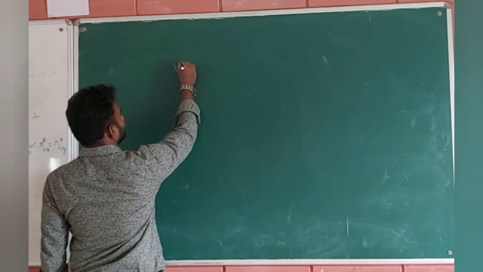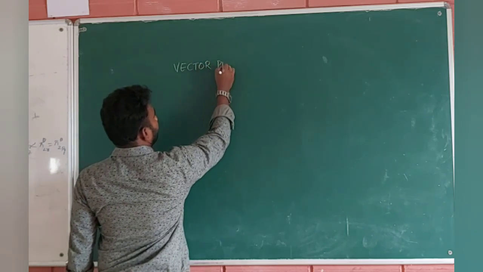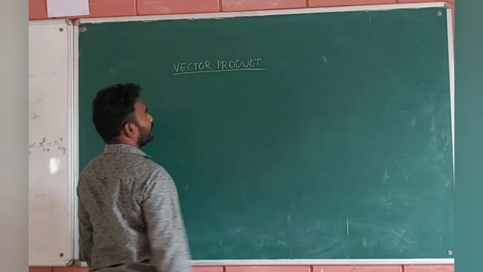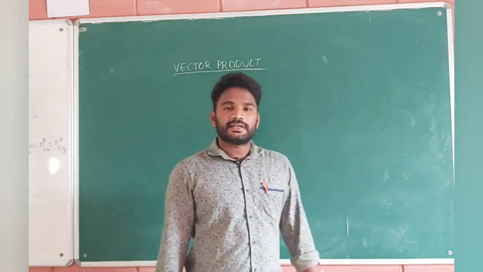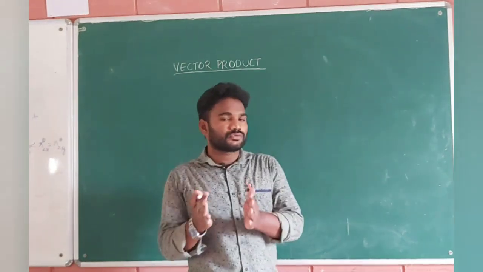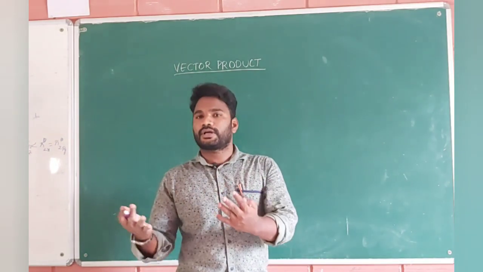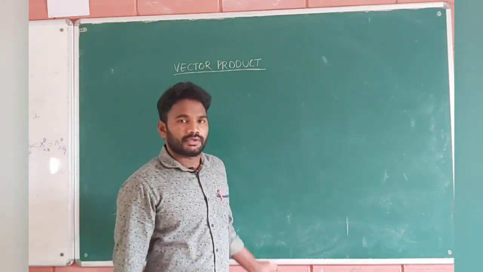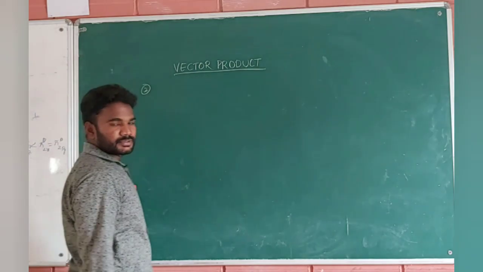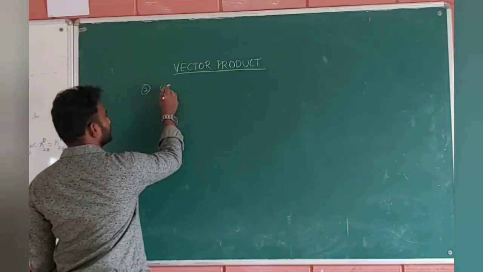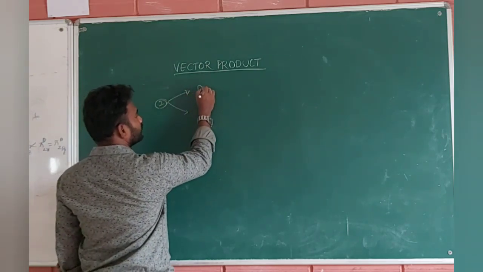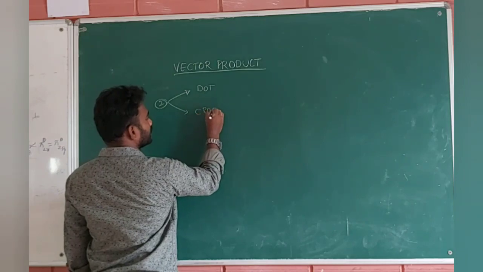Vector product. See guys, what do you mean by vector product? By the name itself we can understand it is a multiplication of two vectors. So when you are multiplying two vectors, what happens? That's what we are going to discuss. There are two types of products we have in the case of vectors. One is dot product, another one is cross product.